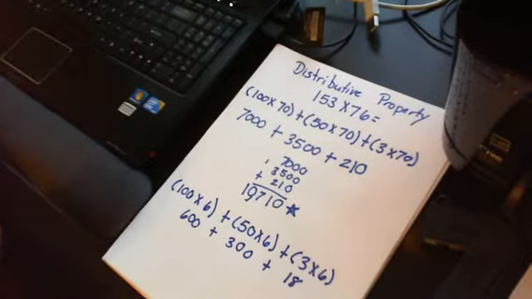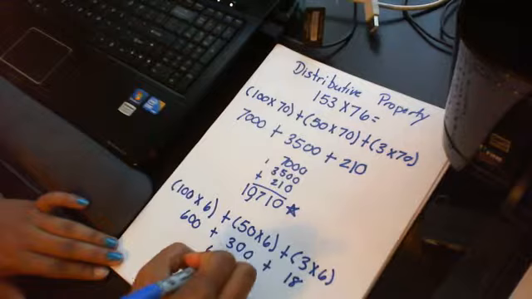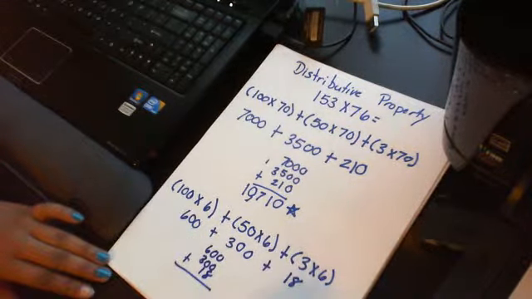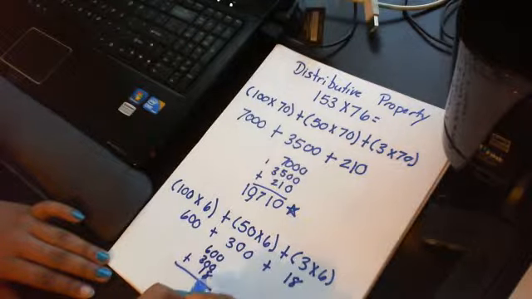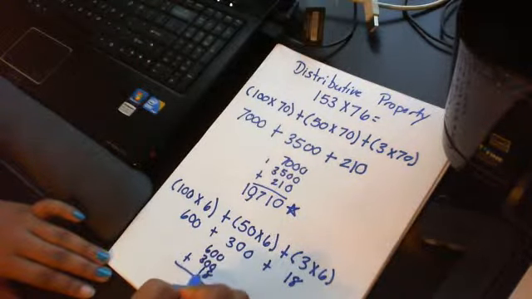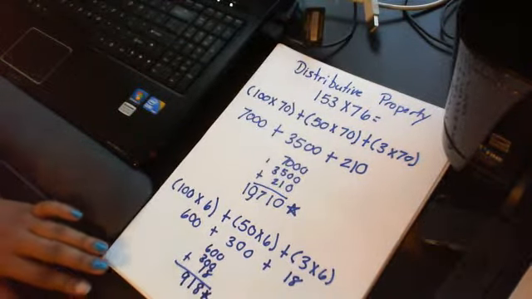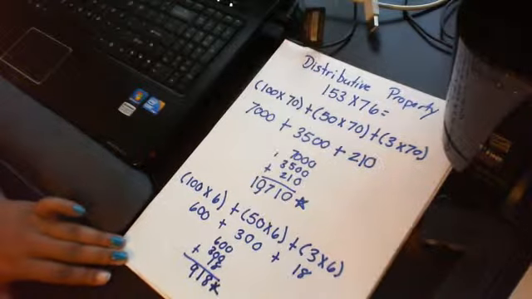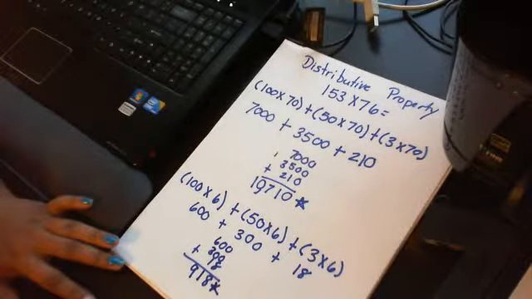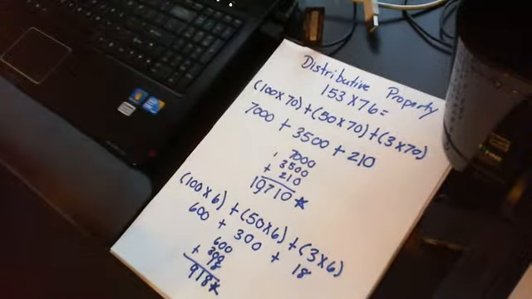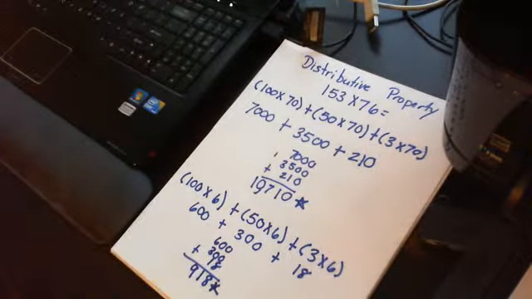Now we add those digits together. So I get 600, 300, and 18, and I add those together. 0 plus 0 is 8, 0 plus 0 and 1 is 1, 6 plus 3 is 9. So we have 918. But we're not finished. Now we have to take the two sums and add them together. When we do that, we will get the answer for 153 times 76.